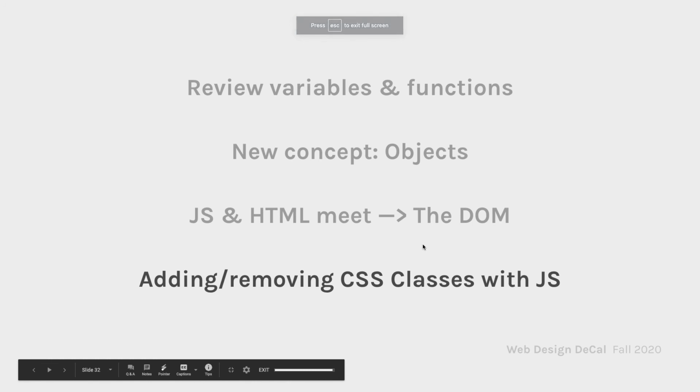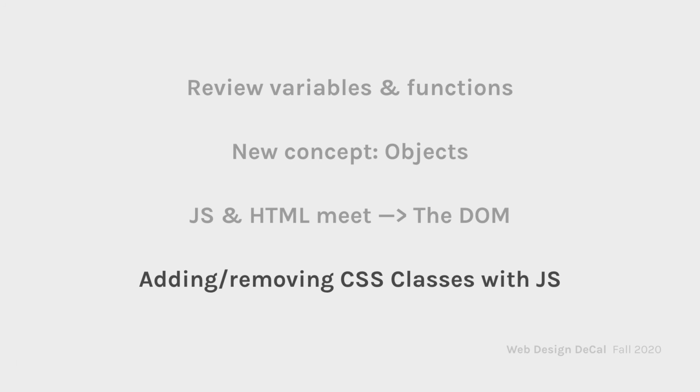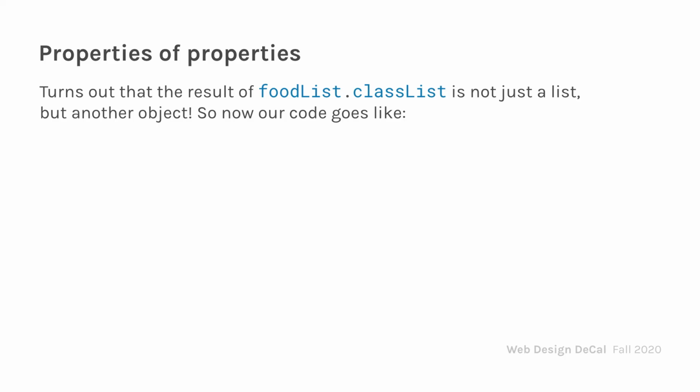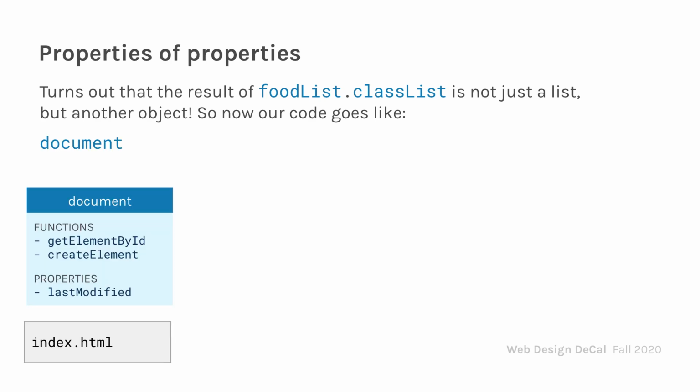So now we are able to select elements. Like I said, we're going to get into the interactive feature. Let's start adding and removing CSS classes from JavaScript. It turns out that the classList property of an object is not just a list, but rather another object within itself. So basically, now our code starts with document, and this is the object.